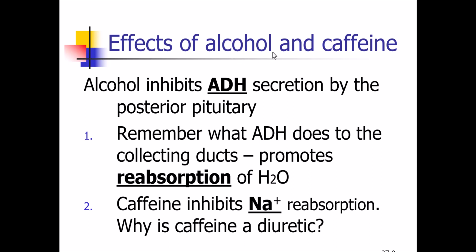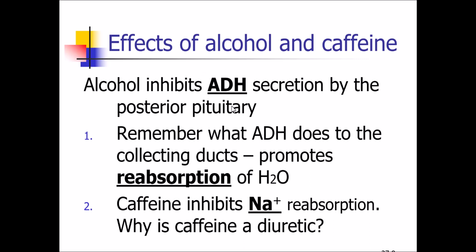You probably know that drinking alcohol causes you to urinate, and drinking caffeine also causes you to urinate. So alcohol and caffeine are both diuretics. How does it work? Alcohol inhibits ADH. I told you ADH is released when you're dehydrated, but alcohol inhibits ADH. What does this mean? This means that if you drink alcohol, you are going to pee because your body no longer can regulate your urination through ADH.